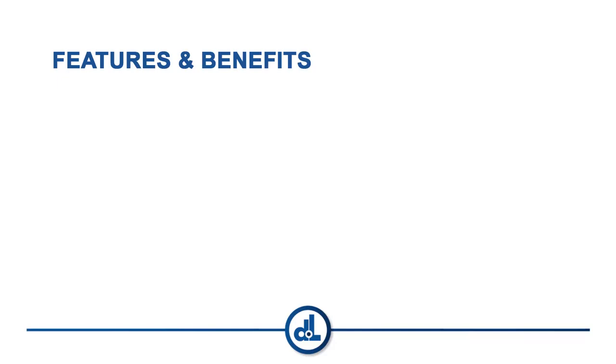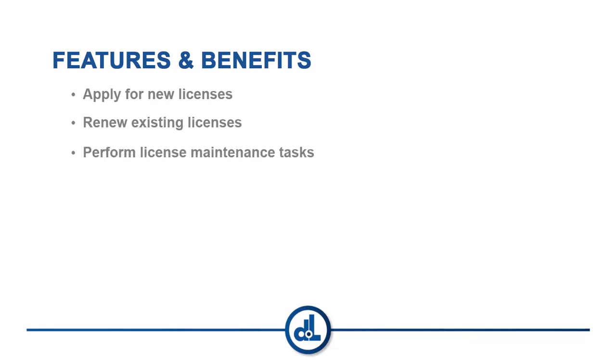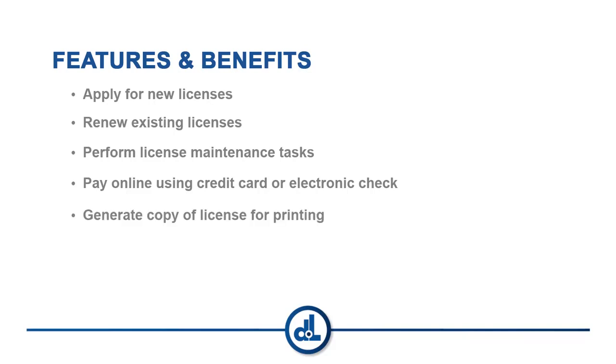Using the system, you'll be able to apply for new licenses, renew existing licenses, perform many license maintenance tasks, such as updating contact information, adding endorsements to a license, rescheduling an exam, or responding to a request for information. Pay online using credit card or electronic check. Generate a copy of your license to print right away, or you can request a printed copy of your license. Manage relationships with businesses or other professional licensees, if applicable to your license type.